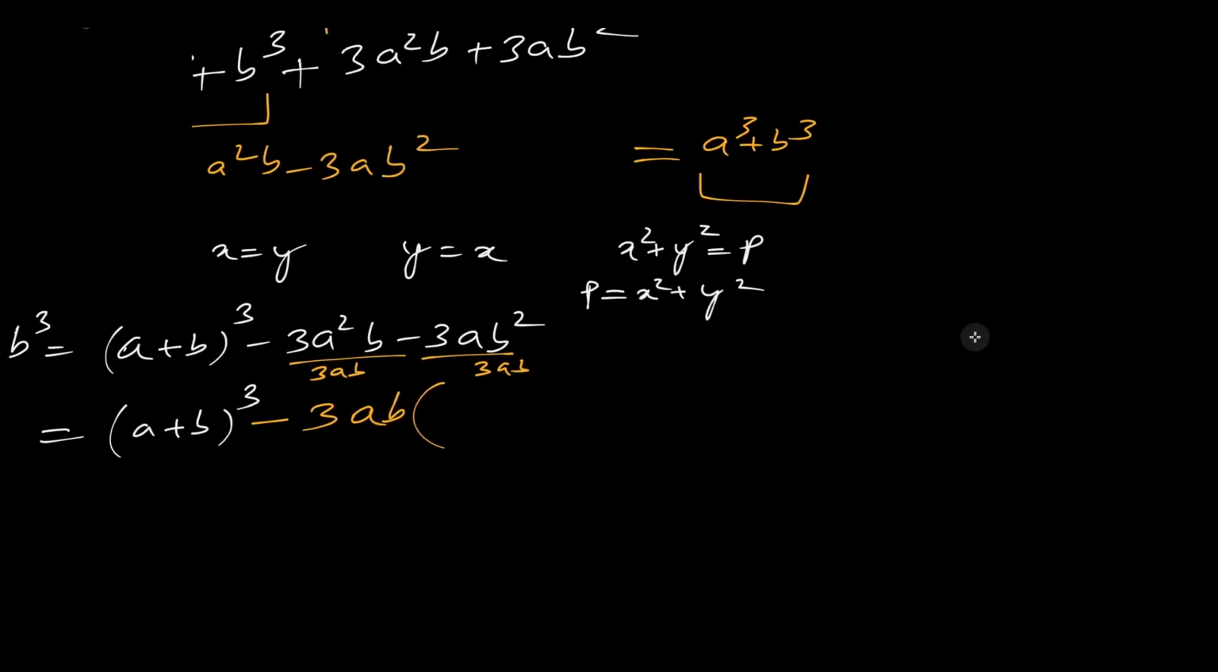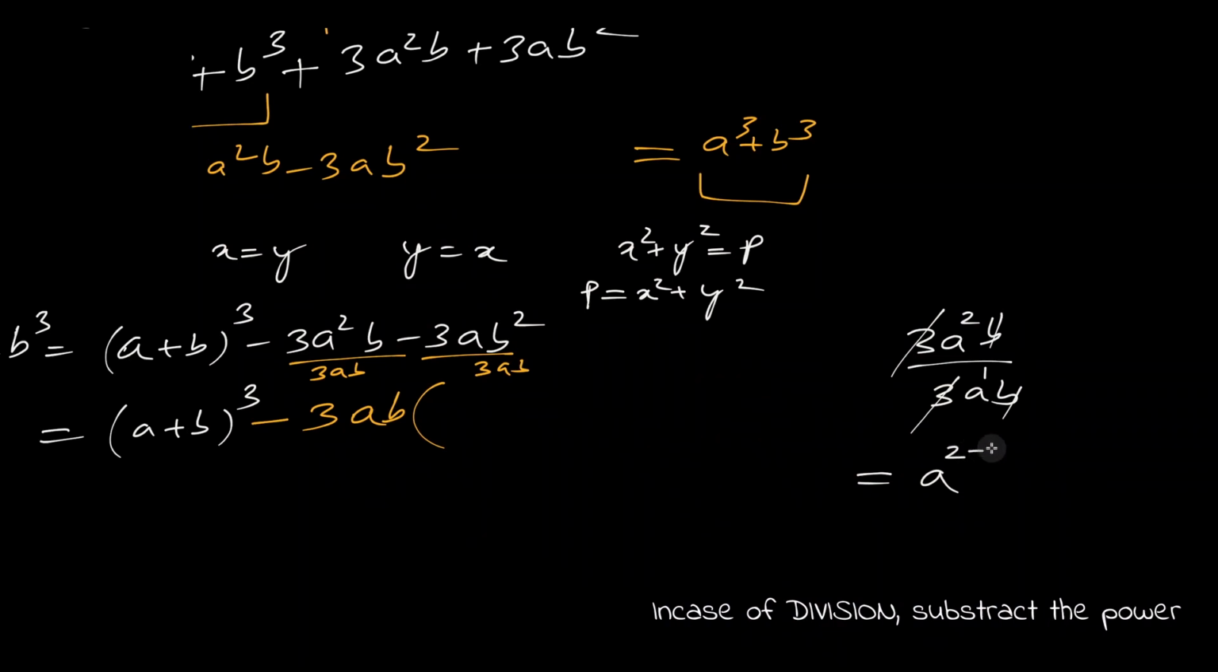This is 3a square b divided by 3ab. Now in the division, 3 ones are 3, 3 ones are 3, it is gone. b is also gone. Now a to the power 2 divided by a to the power 1. How can we divide? Because in division we already know the standard: in case of division we have to subtract the power, so it is going to be 2 minus 1. So this is going to be a.